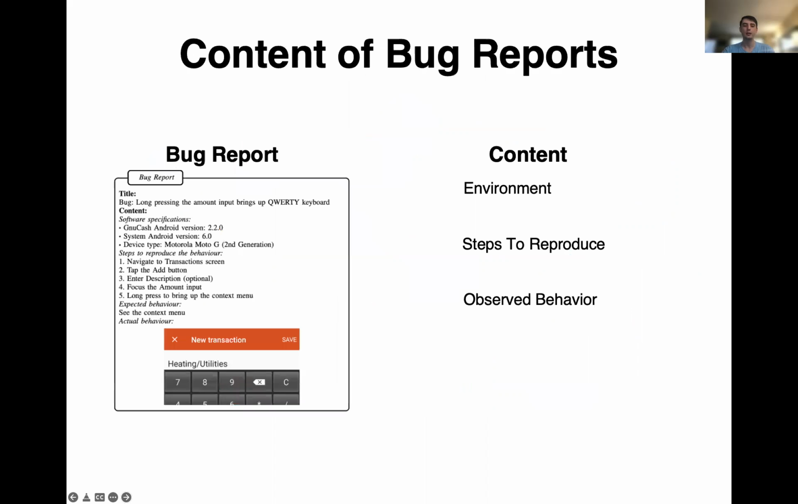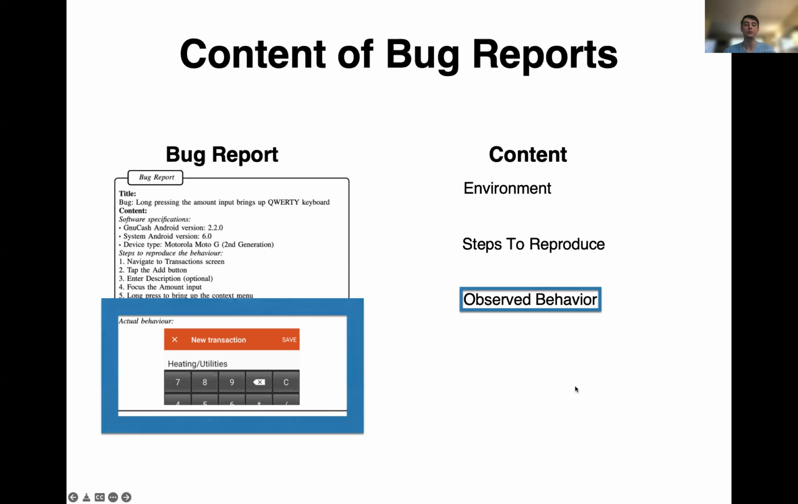Bug reports can contain any number of different pieces of information, with layouts that can differ from project to project and bug report to bug report. In this study, however, we focus on three particular pieces of information because they're what's most often needed to reproduce the bugs. These are environment, which contains information about the environment in which the bug should be reproduced; steps to reproduce, which is a list of steps that should be followed in order to reproduce the bug; and finally, observed behavior, which is a description of the failure as experienced by the user.